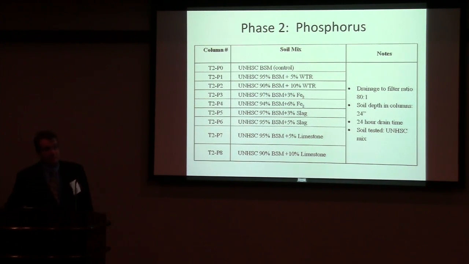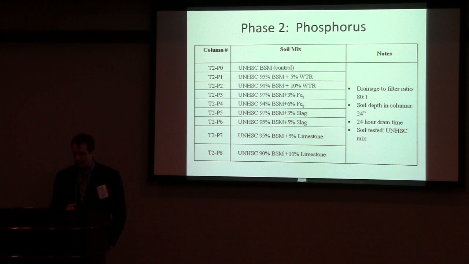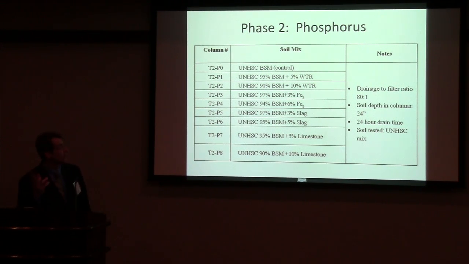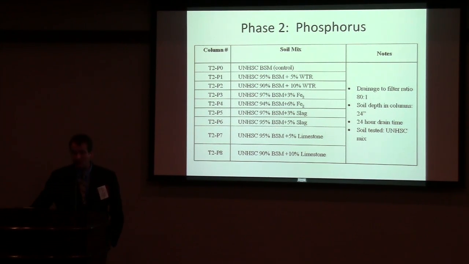Typically, it involves some type of amendment with some type of iron, something that would be charged and increase the absorptive capacity of the soil. So we looked at 4 different media amendments. We took our typical bioretention soil mix, that's what BSM is, and we amended it with a water treatment residual.